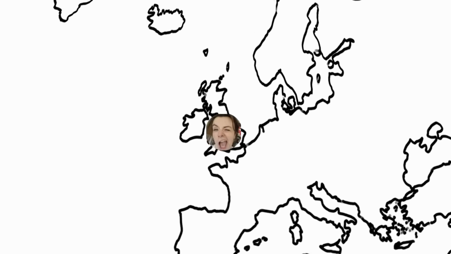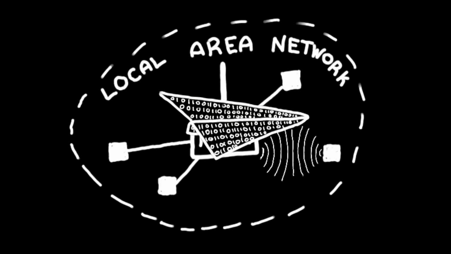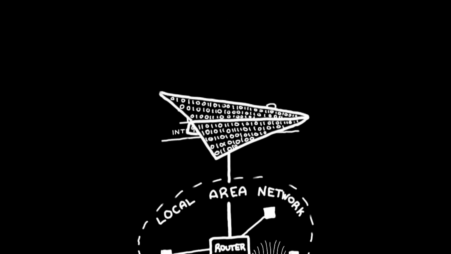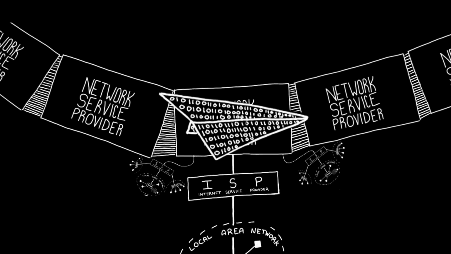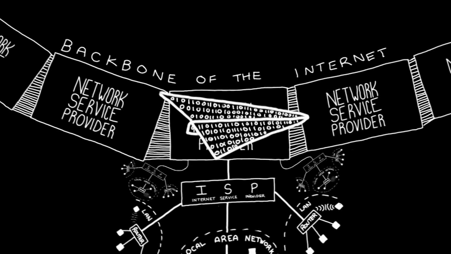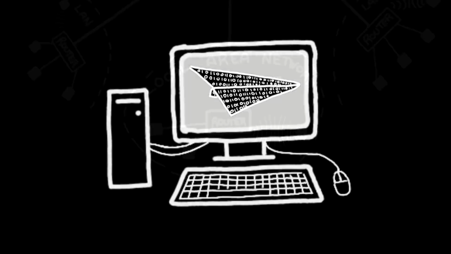So if I were to send a message to my friend Sophie in the UK, it'd have to travel from my computer to my home local area network, then up to the internet service provider, then to the network service provider where it'd be transferred to another network service provider, and then travel back down all the layers until it reached her computer. So that's what the internet looks like. But how does it actually work?